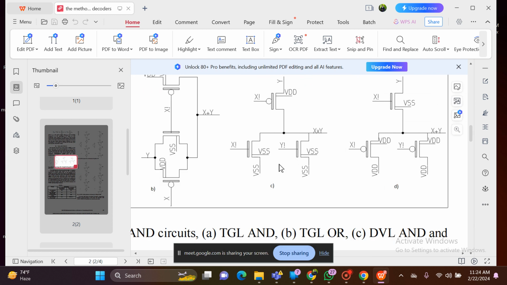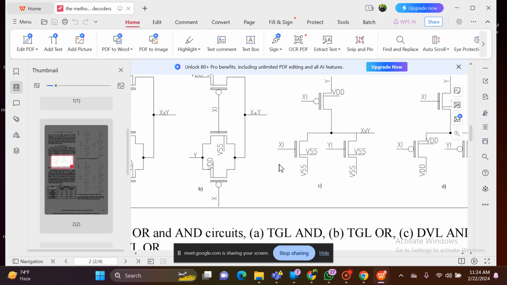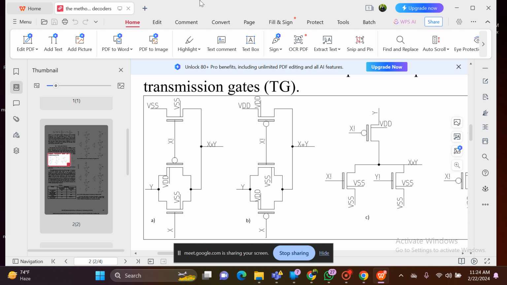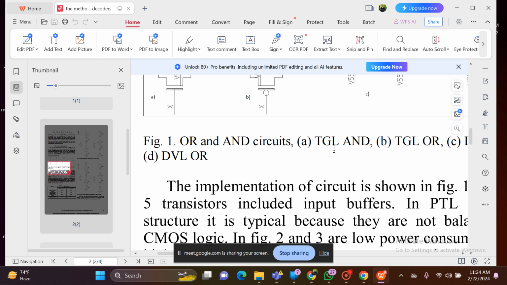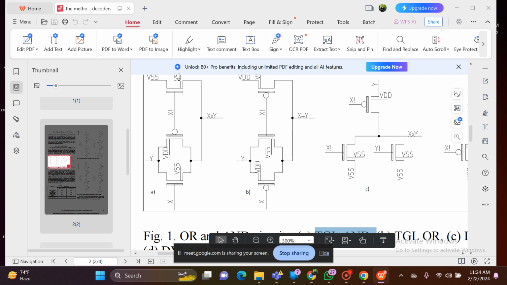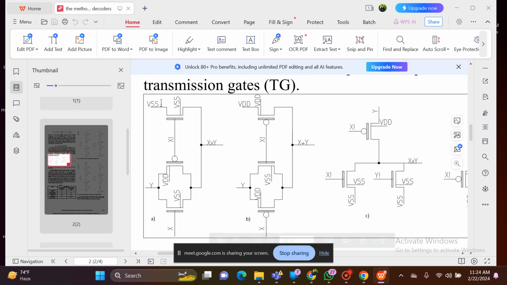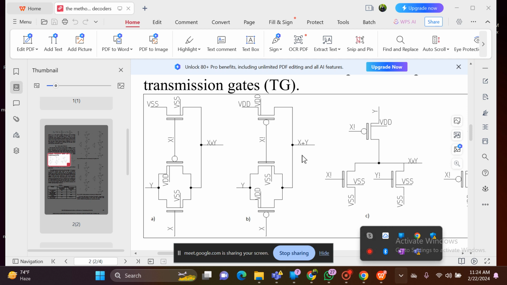So let us see TGL, the AND gate. The first figure is transmission gate logic, TGL. Here it is given. We need to see how the AND gate is obtained, and with that you will get to know the others also. Just give me 1 minute.